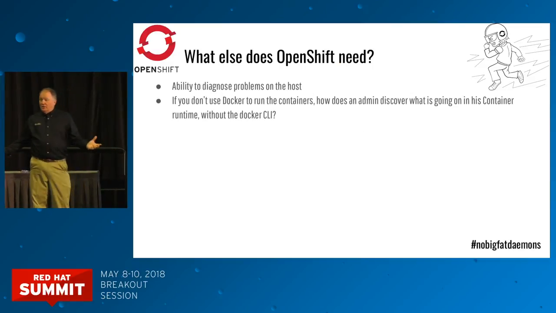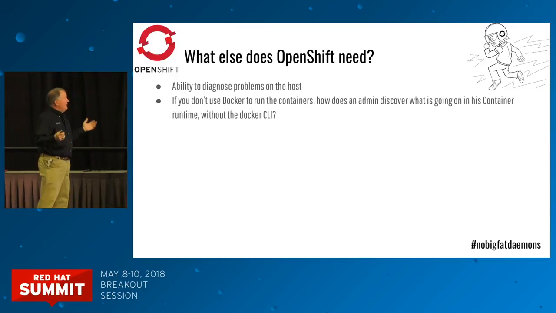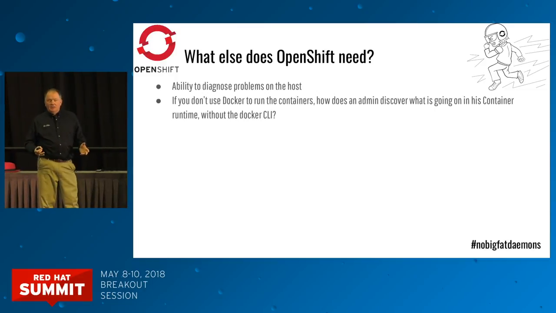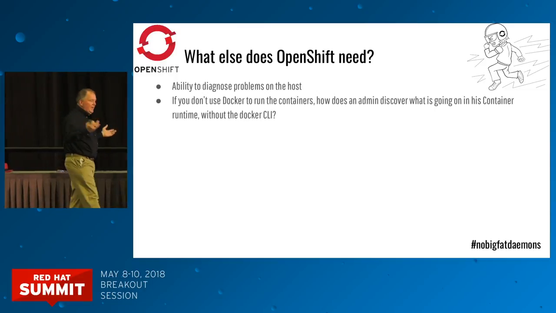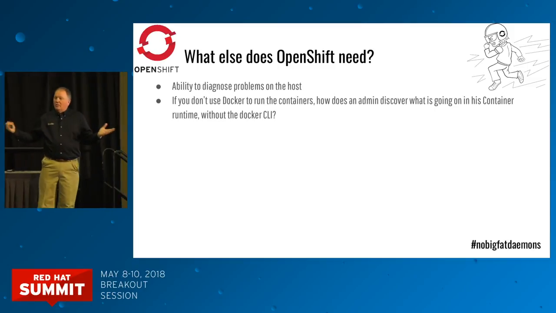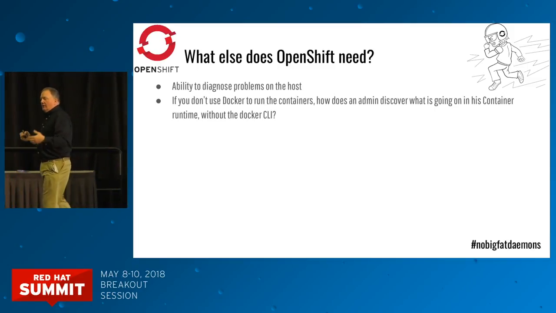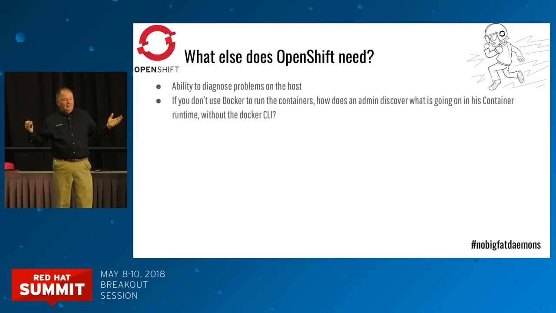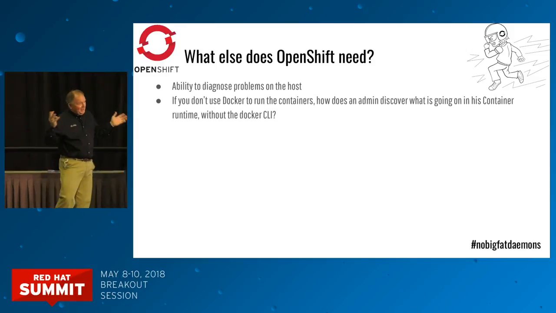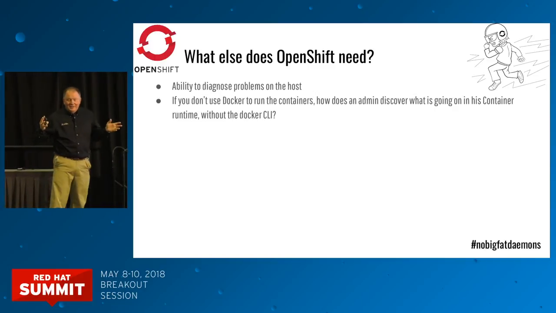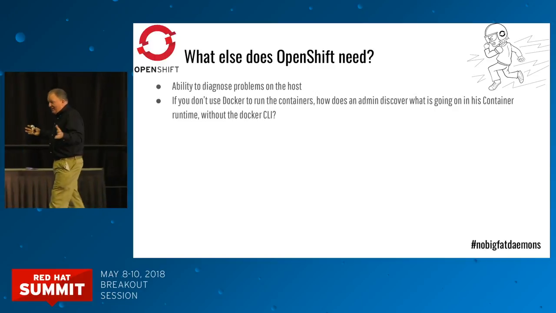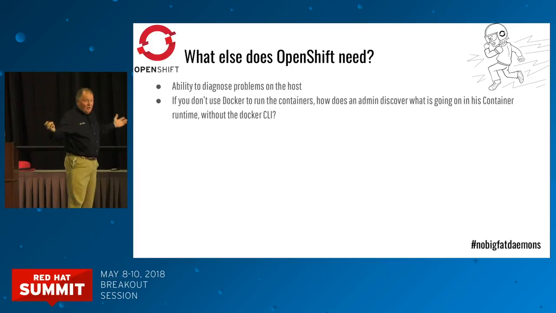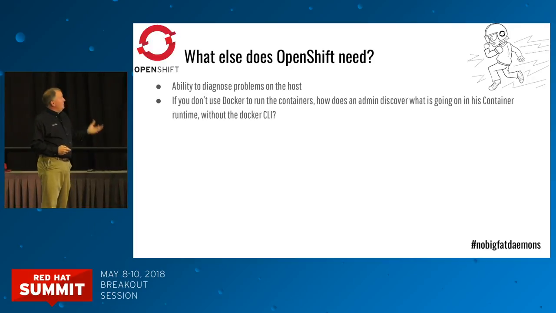So what else does OpenShift need? It needs the ability to diagnose problems on the host. If you guys are running Kubernetes right now, what tool do you use to figure out what images are running or what processes are running on it? What tool do you use? Well, you use ps, but you can say it. You use the Docker CLI. Well, I don't want the Docker CLI in it, so if you use it to run containers, how does an admin diagnose it? He has to use the Docker CLI.